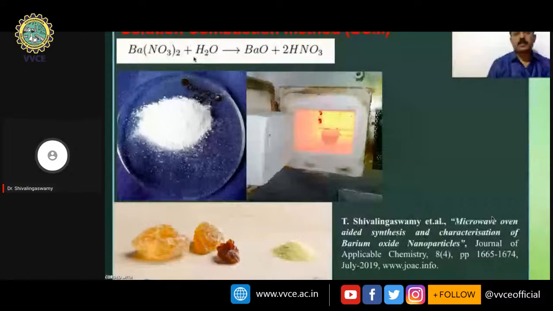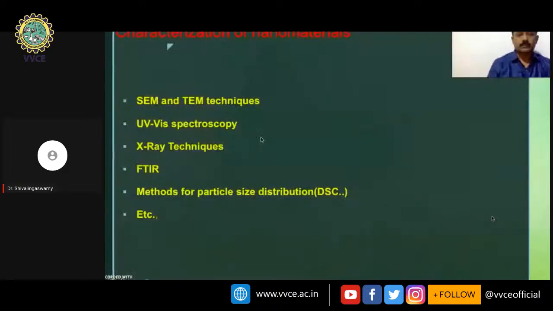Then you will see that it forms barium oxide. The reaction will trigger very soon. Within 2 to 3 minutes, you will see the reaction, and there will be nitrous oxides coming out. So finally you get barium oxide. So you can see that these are the barium oxide nanoparticles.